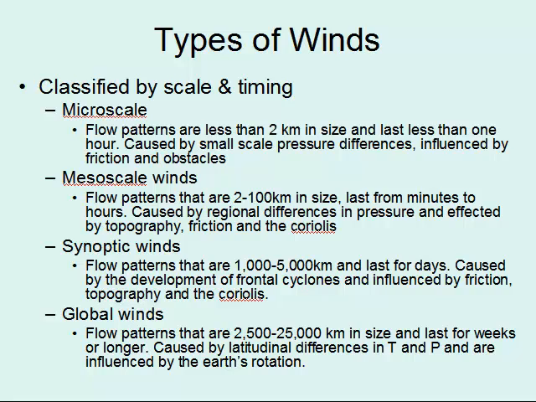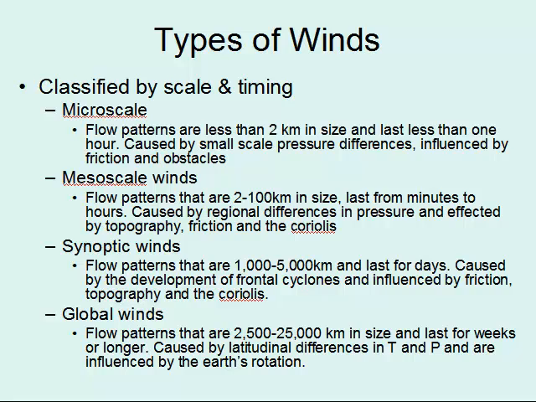Microscale flow patterns last less than an hour and are about 2 kilometers or less in size, and they're caused by small scale pressure differences, and all of these types of winds are influenced by friction and other obstacles. Mesoscale winds are a little bit larger.